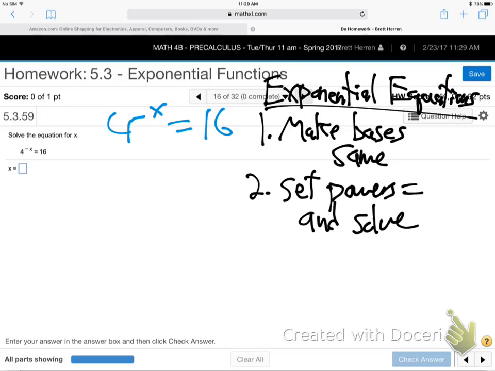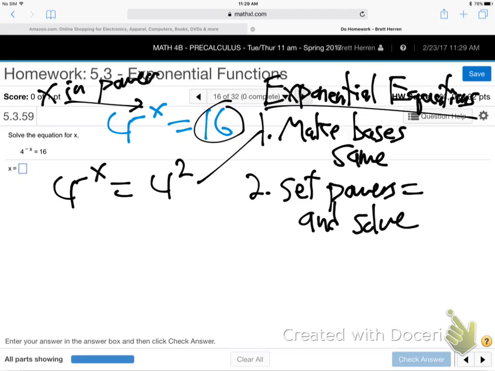So this is an exponential equation. Why? Because x is in the power zone. That means exponential. Step 1 is you make the bases the same. You make 16 into 4 squared. It's still 16, but now the bases are the same. So I haven't changed anything. It's still 16, but I've made the bases match. You see what I did there? If you have an exponential equation, you have x up in the power zone, step 1 is to make the two bases the same without changing anything.